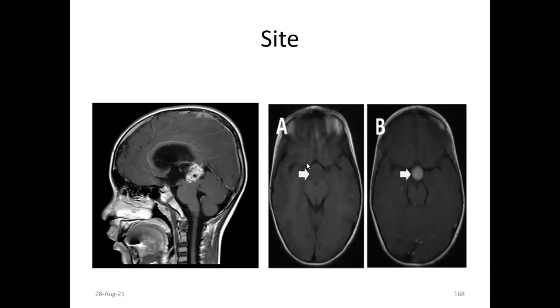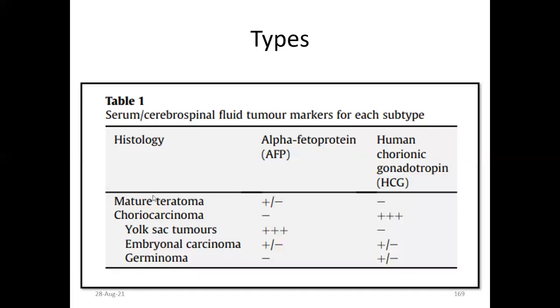Another is the pineal area. So there are two types: suprasellar and pineal germ cell tumors. The types include mature teratoma, choriocarcinoma, yolk sac tumor, embryonal carcinoma, and germinoma.